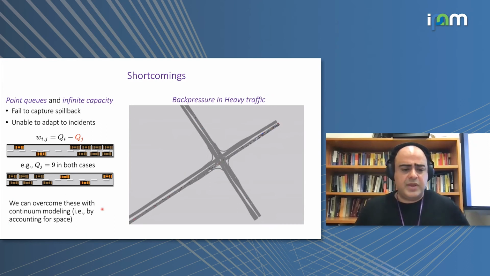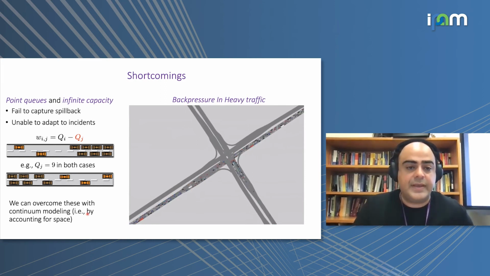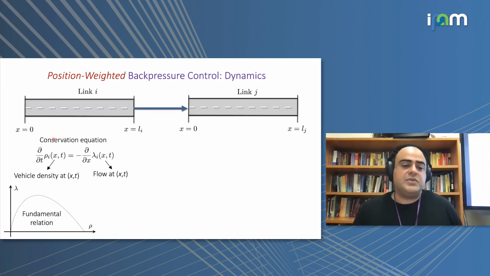And that's something we can overcome with continuum modeling, by accounting for how vehicles are distributed spatially along the link. So for this talk, we're going to use the LWR model, but that's without loss of generality. It doesn't matter what continuum model you use. The idea is that we want to capture the spatial distribution of vehicles along the link. So there's a conservation equation, the standard LWR model, where rho tells us what the vehicle density is at position x along the link at time t, and this is the flow rate. And for the flow rate, we're using a fundamental diagram. Well, in this work, we use the stochastic fundamental diagram. Okay, so that's where the stochasticity comes from in our paper.